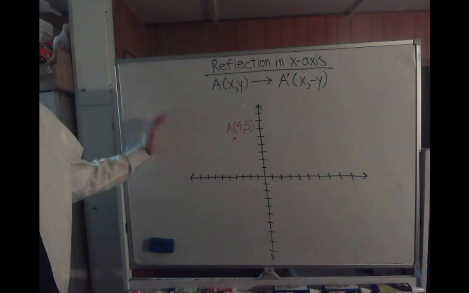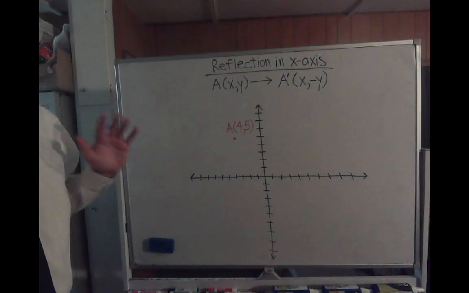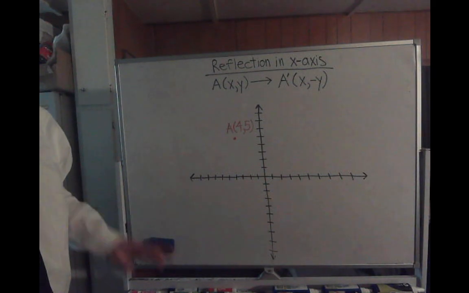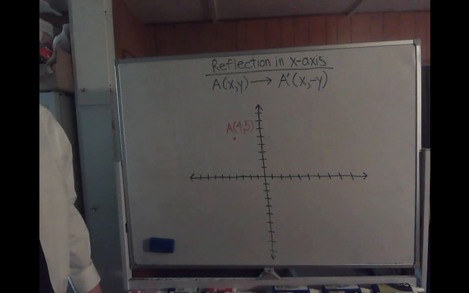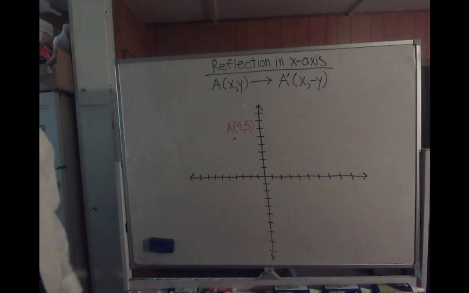A reflection is also an isometry because it does not change the size of the object. It does not change the size at all. So a reflection is an isometry. It preserves the distance, it preserves length, area, volume, what have you.